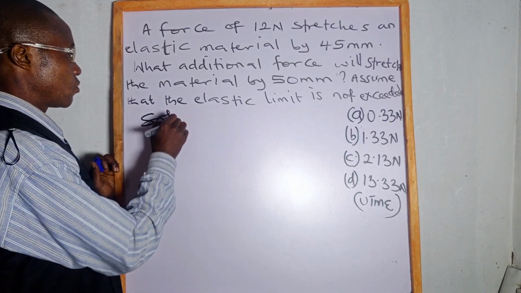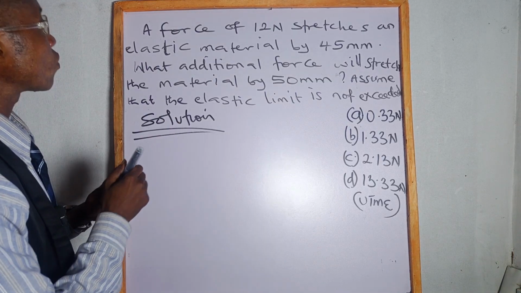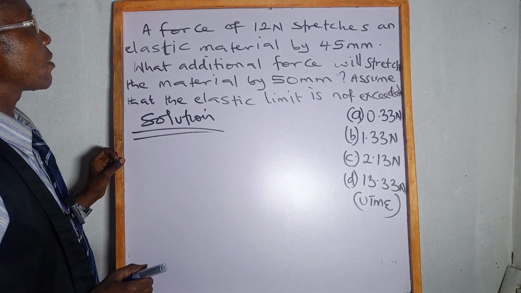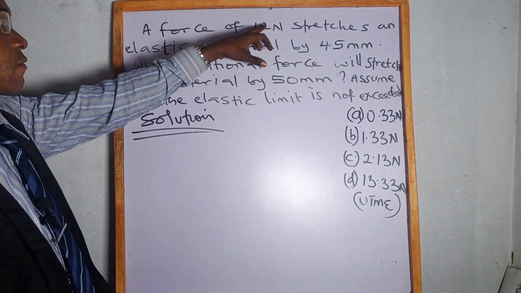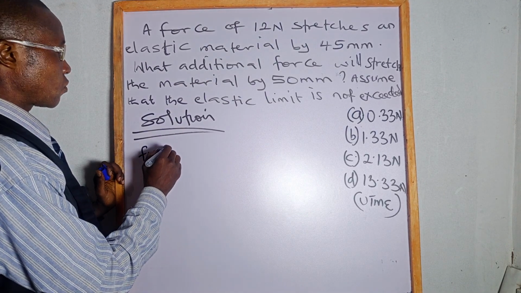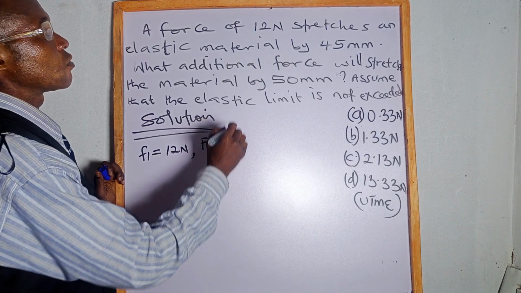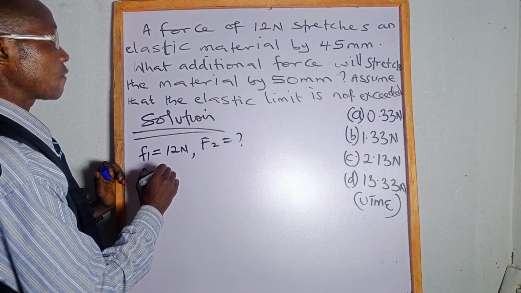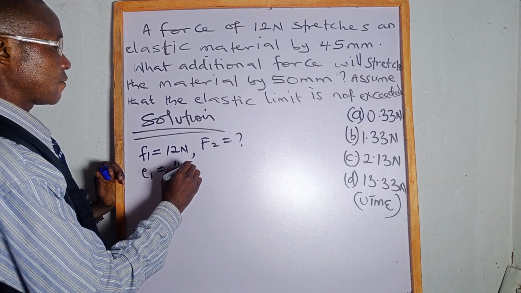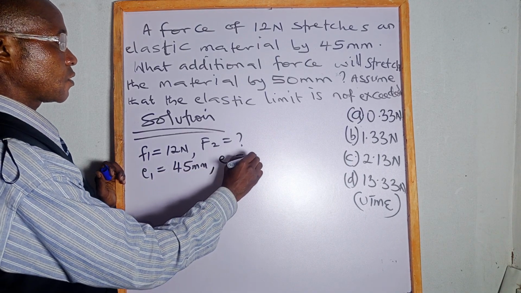So I told you, do the normal thing, fundamental neutral, so that the inspiration will come out. Then a force of 12 Newton. So you write out your parameters for simplicity. F1 is equal to 12 Newton. F2 we don't know. Then E1 is equal to 45 millimeter. Then E2 is equal to 50 millimeter.